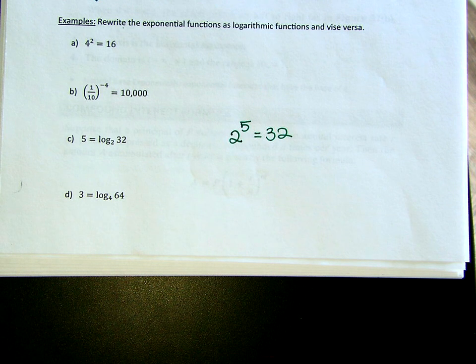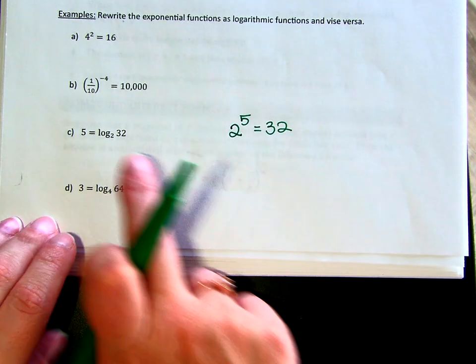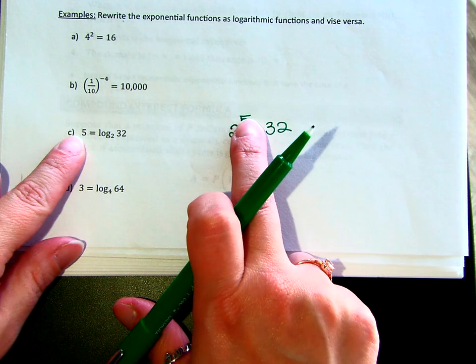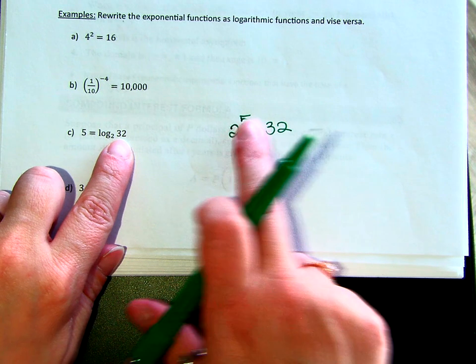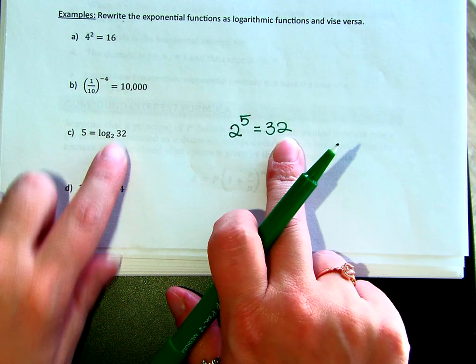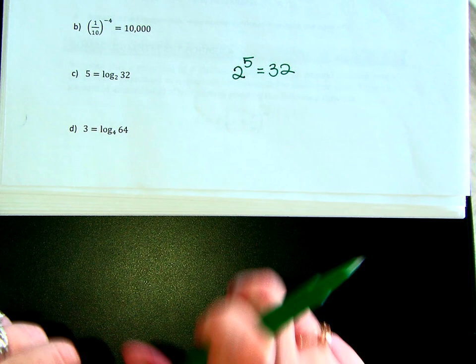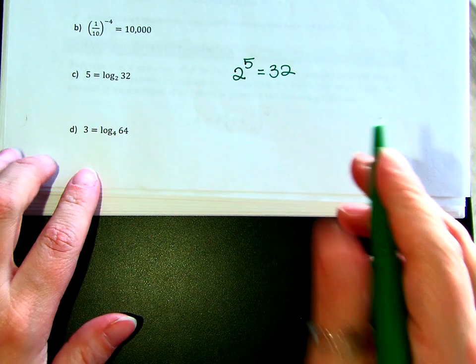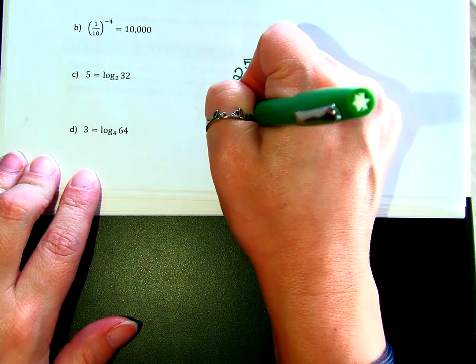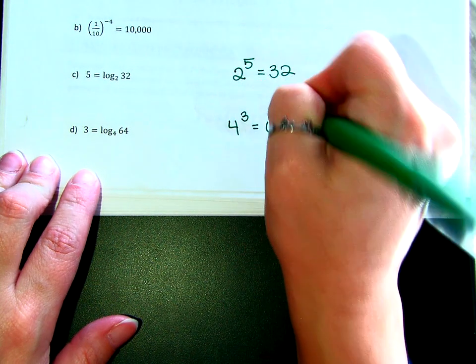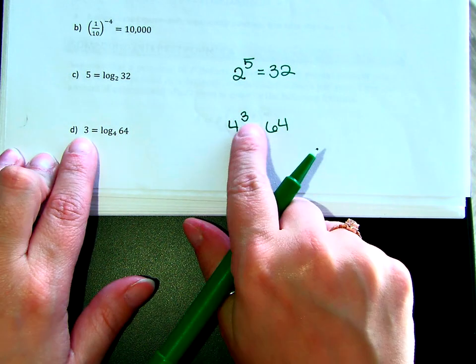So the base became the base, the answer became the exponent. What we were taking the log of becomes our new answer. So what would D look like? 4 to the 3rd power equals 64. The base became my base, the answer became my exponent, and then what I was taking the log of becomes my answer.